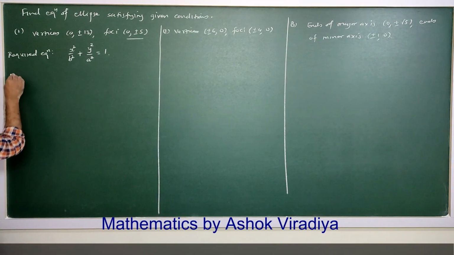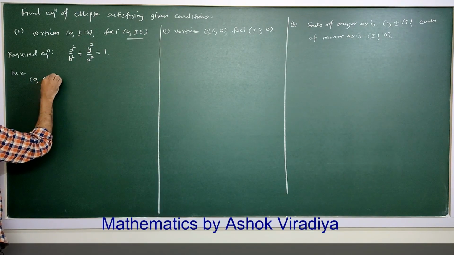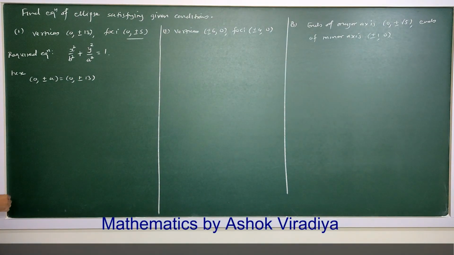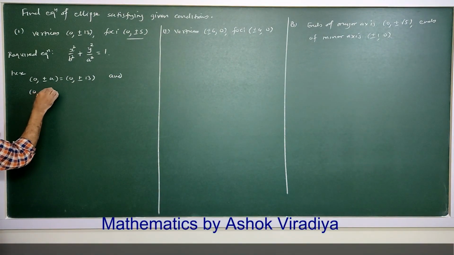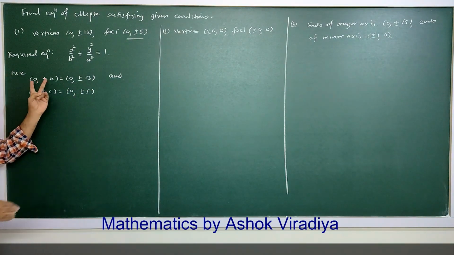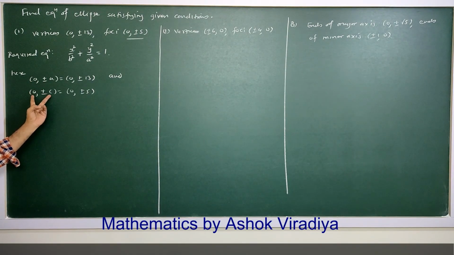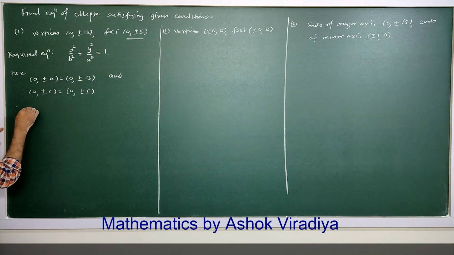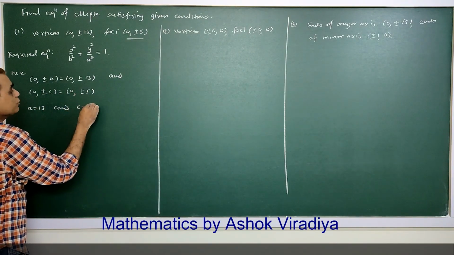Now here vertices, that is 0 plus minus a, 0 plus minus 13. And foci 0 plus minus c is 0 plus minus 5. Vertices, ends of major axis and foci given. So comparing these values, a is 13 and c is 5.